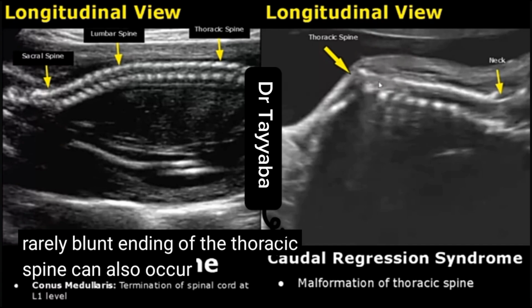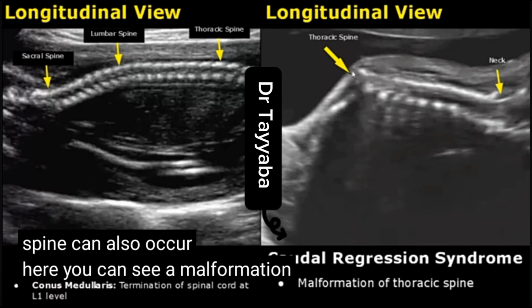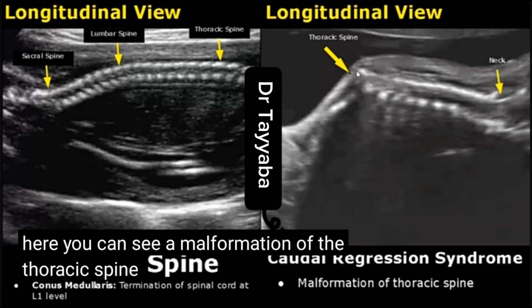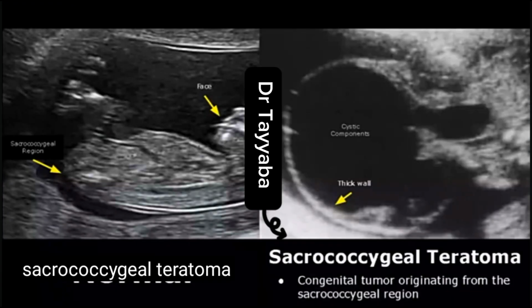Rarely, blunt ending of the thoracic spine can also occur. Here you can see a malformation of the thoracic spine.